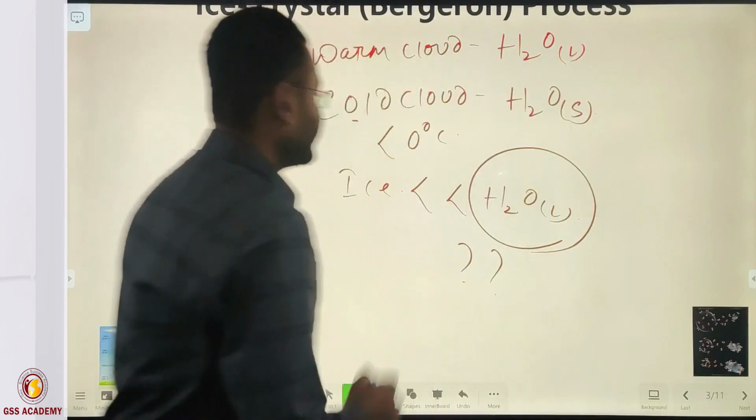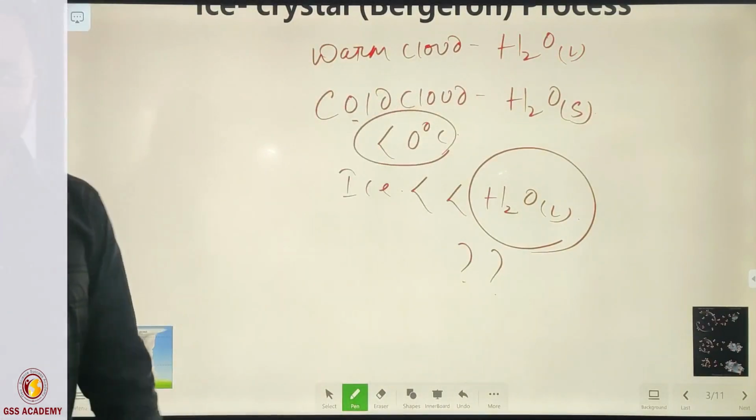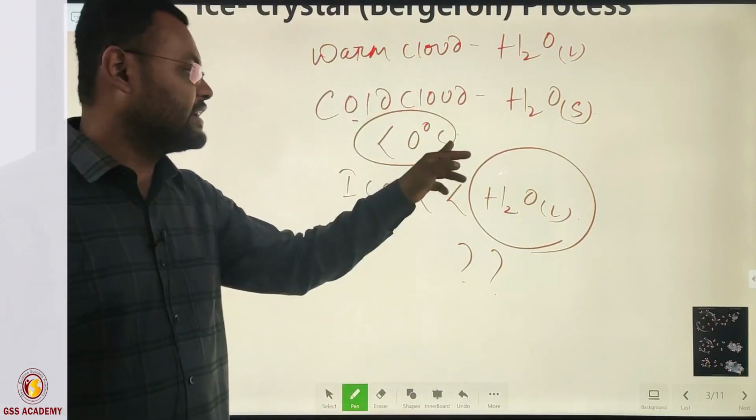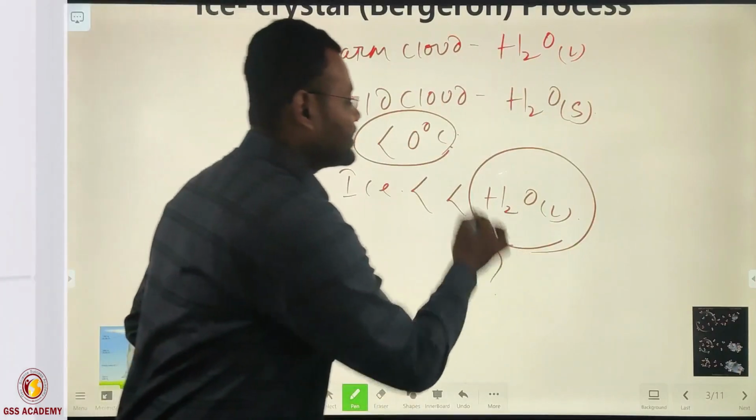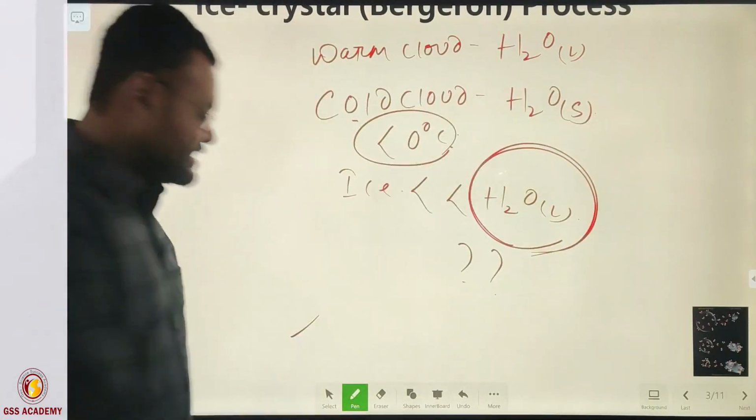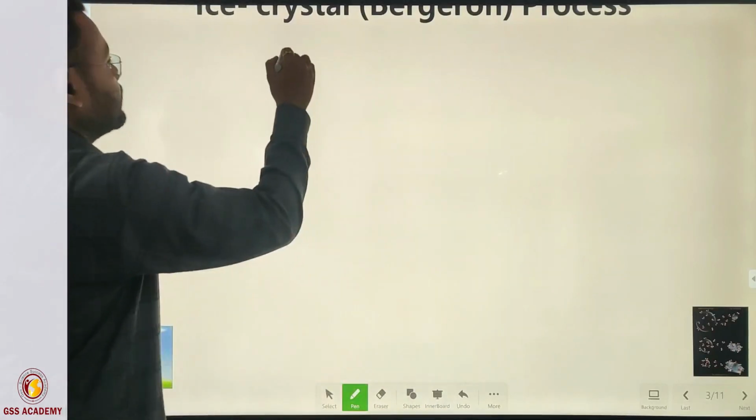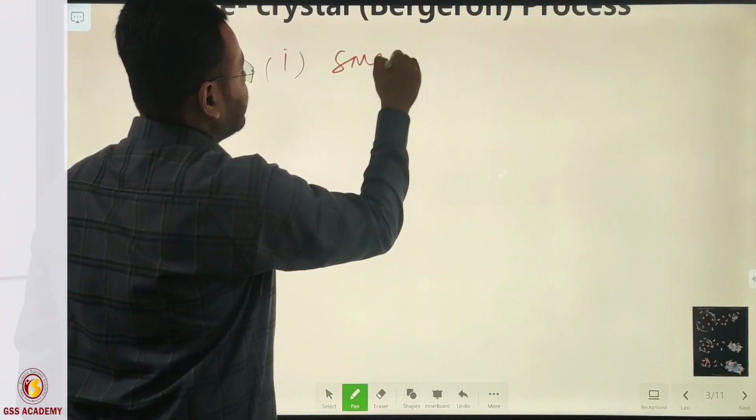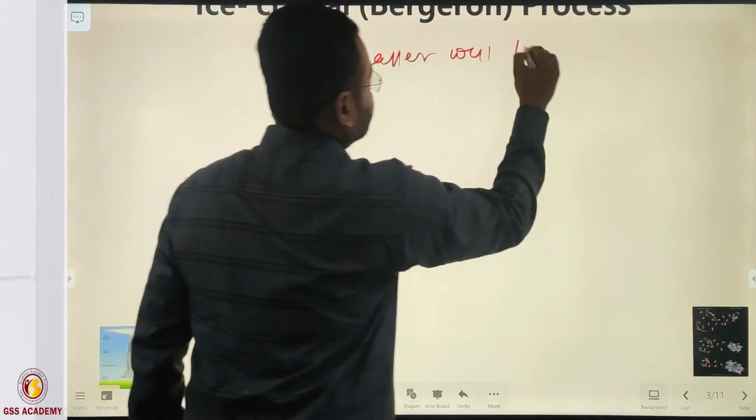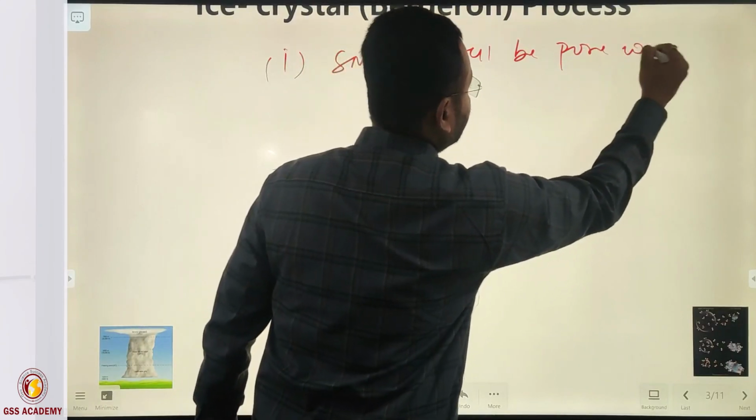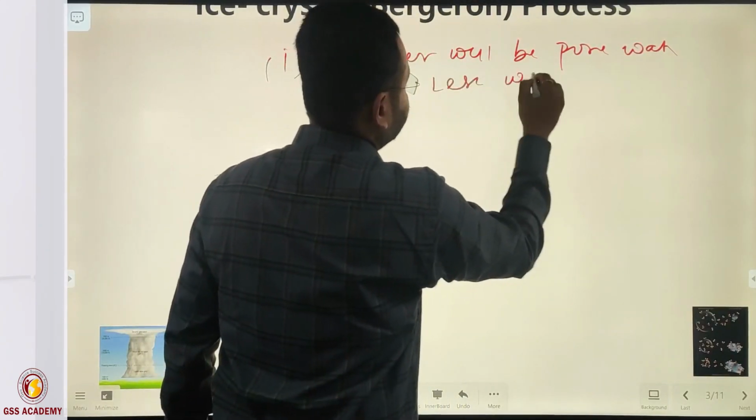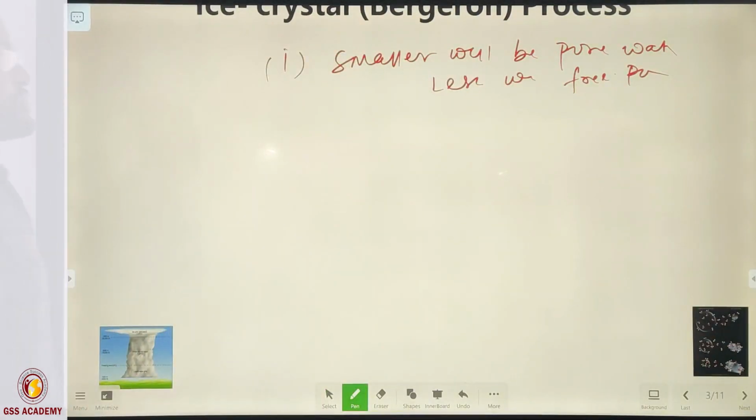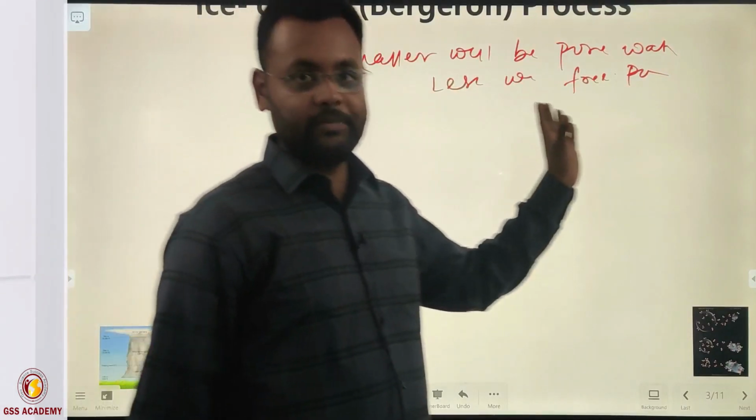How is this possible, because the cloud temperature is less than 0 degrees Celsius? So now the question becomes how, at a temperature of less than freezing, the water remains in the liquid state. This is because, first, the smaller the pure water, the lower will be its freezing point.